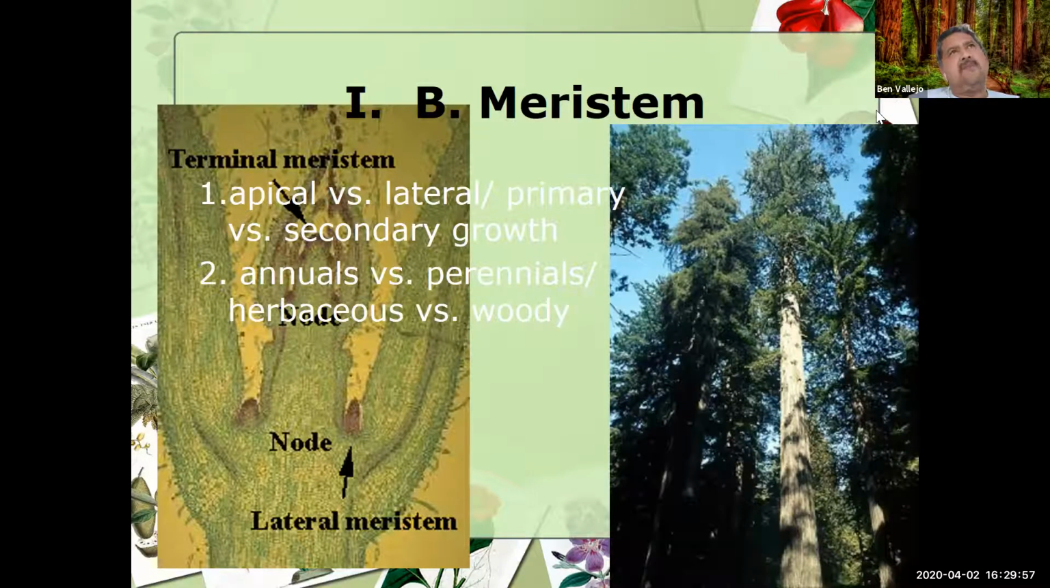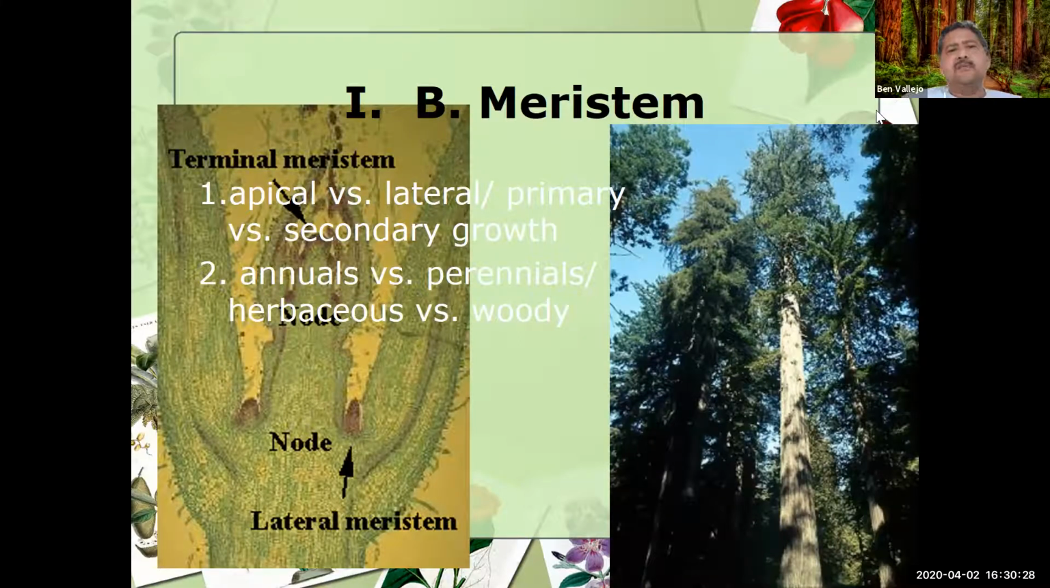Like you may be familiar with the sequoia trees that live not too far from here. They live in Yosemite National Park, or even in Sequoia National Park. You can find the sequoia trees, which are not quite as tall as the redwood trees, but so much more massive. It's incredible. That's the apical and lateral meristems.